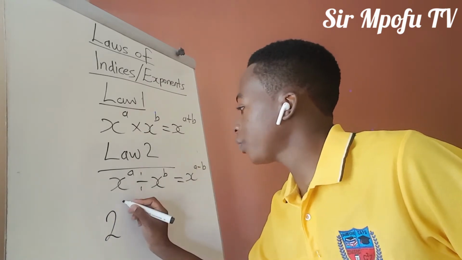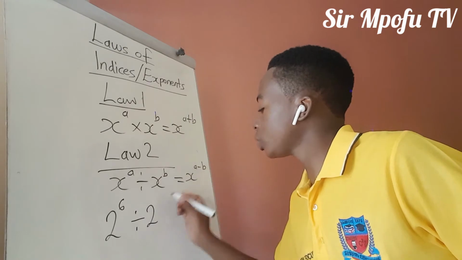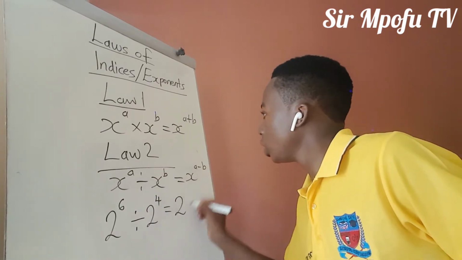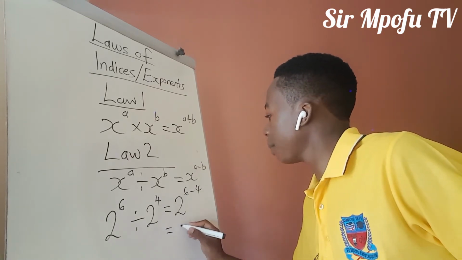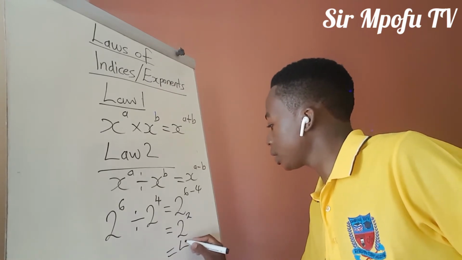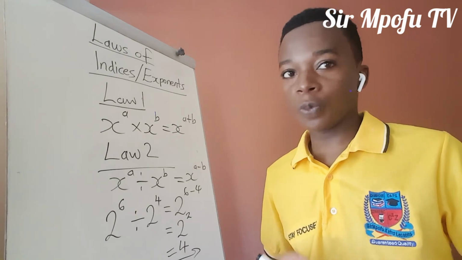2 to the power of 6 divided by 2 to the power of 4. This is the same as 2 to the power of 6 minus 4, that will be 2 to the power of 2, and this will be 4. Right. Okay, let me prove this to you. I'm going to prove this to you.